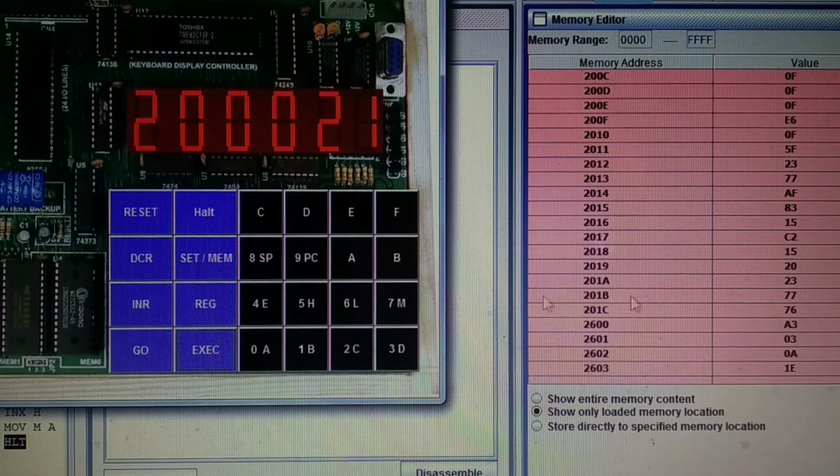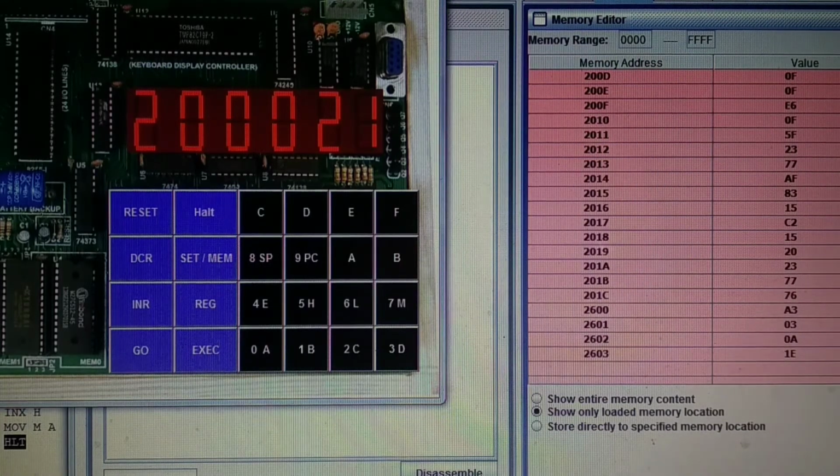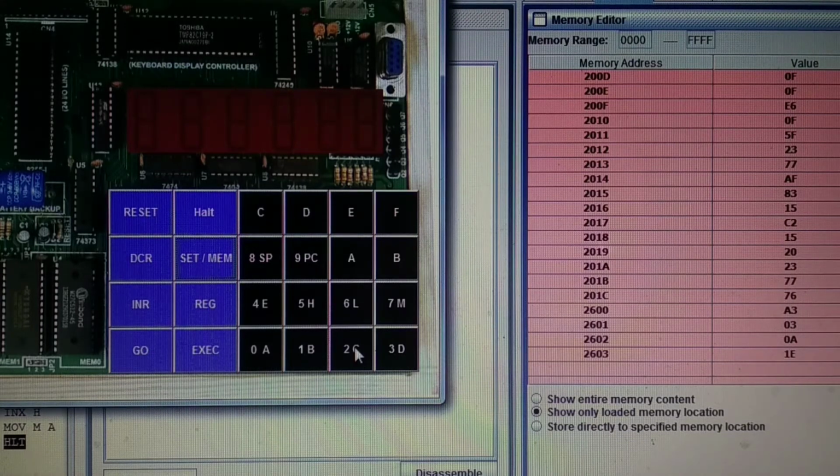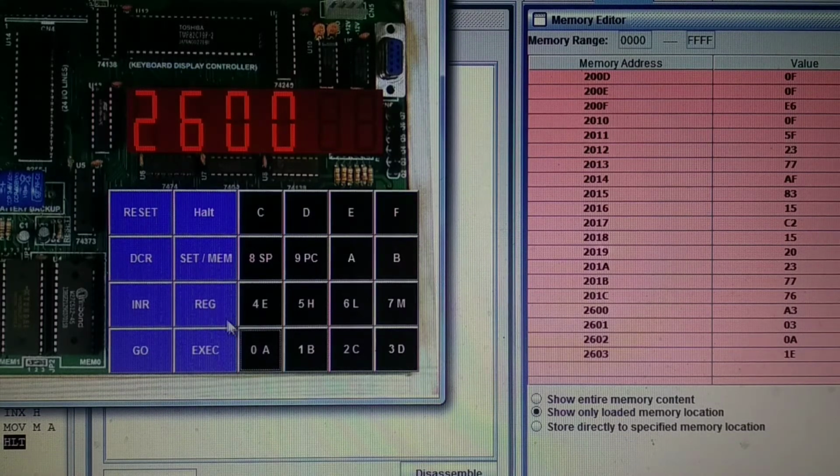After execution of the program, you will get the result here. A3 is there, the least significant digit, the most significant digit and the multiplication. The same you can check here. Reset, examine memory 2600: A3, 03, 0A and the multiplication. That's all about the program.